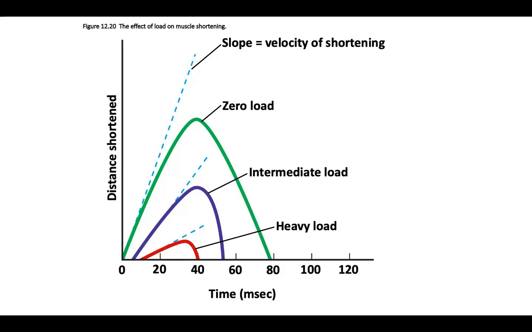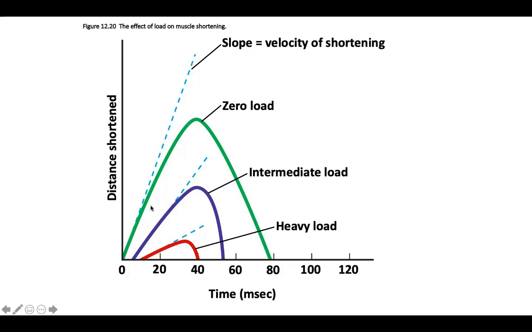In other words, I'm not going to be able to sustain that contraction for very long because it is a heavier load. And so the width of this curve is much smaller than the other curves of lighter loads. And then the third thing here is the velocity of shortening. And the velocity of shortening is the slope of our curve. And as we can see, it is not as steep for the heavier load because it is going to take more time to actually lift a heavier load than it would to lift a lighter load.